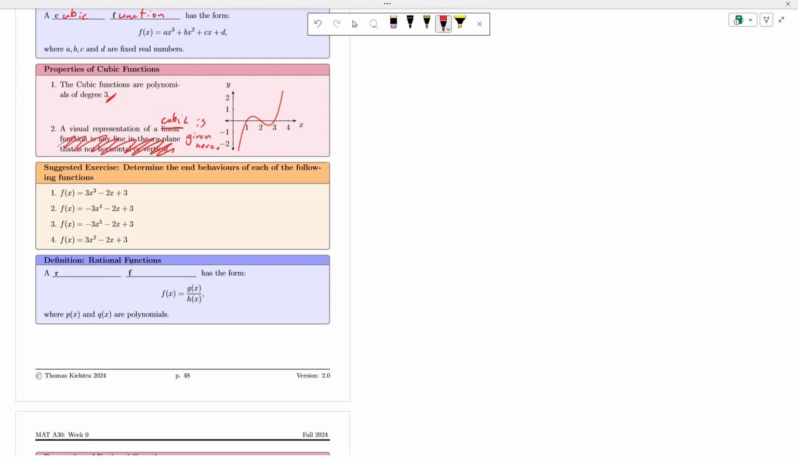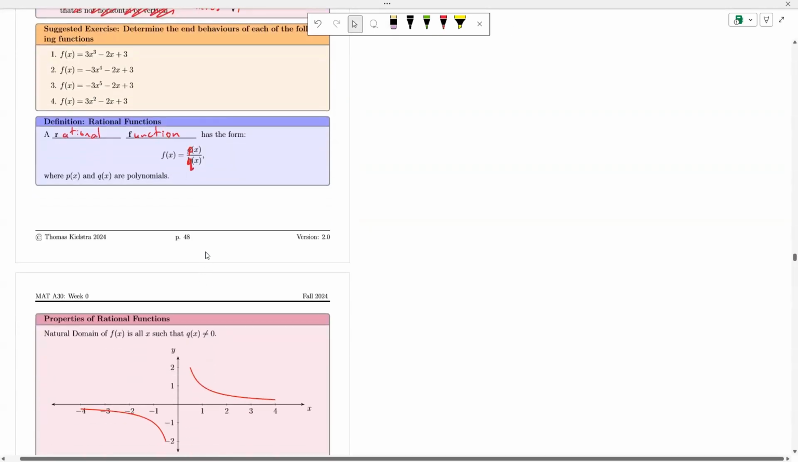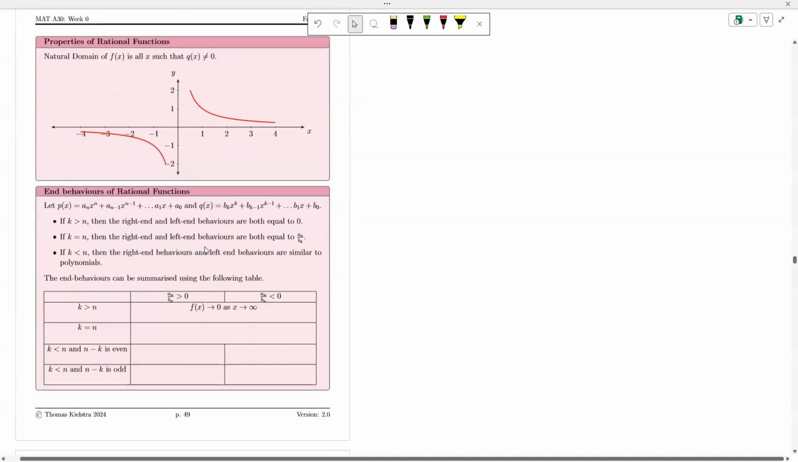Next, we have our rational functions. A rational function has the form f of x equals p of x over q of x, where p and q are polynomials. Now, there are a few more properties we have for our rational functions.